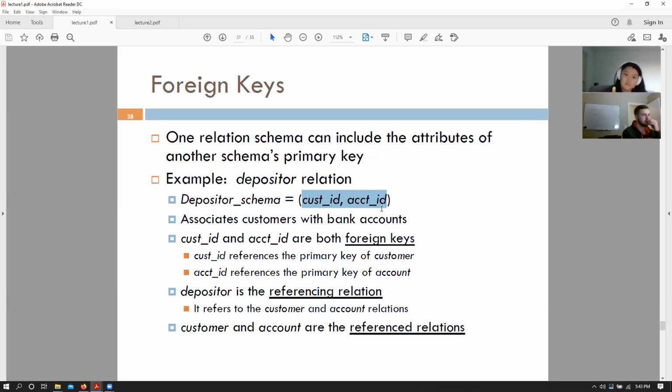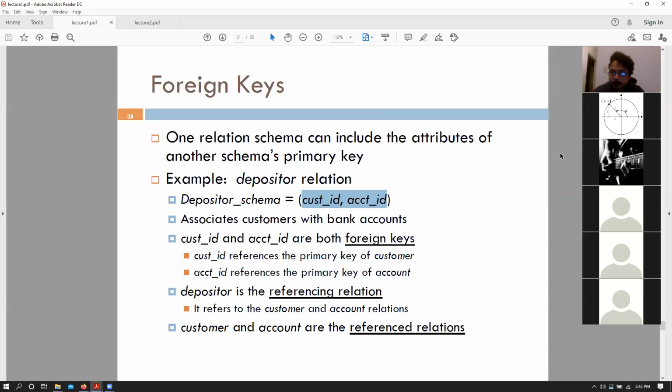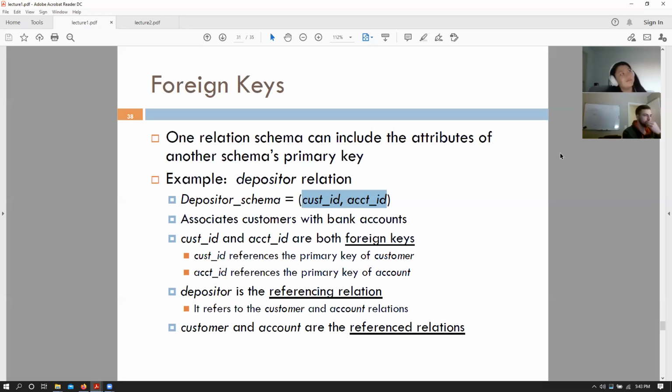Okay, so there are certain constraints on these values that this depositor schema table can have. Can someone tell me what those constraints can be? Any ideas? What sort of constraints would we have on this new table? We really do not want an account ID to exist without a customer ID. And we really do not want a customer ID to exist without an account ID, right? For every possible account ID, there should be a corresponding customer ID in that table as well, and vice versa. We call the depositor relation the referencing relation because it is referencing something, and the customer and account relations would be called the referenced relations.